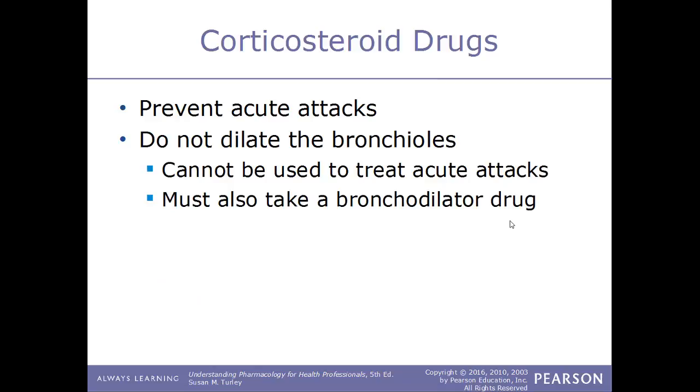So these are very helpful in preventing acute attacks, but they do not dilate the bronchioles, so they can't be used to treat acute attacks. They can be used to help prevent them, but they can't treat them. So these must be taken with a bronchodilator drug.